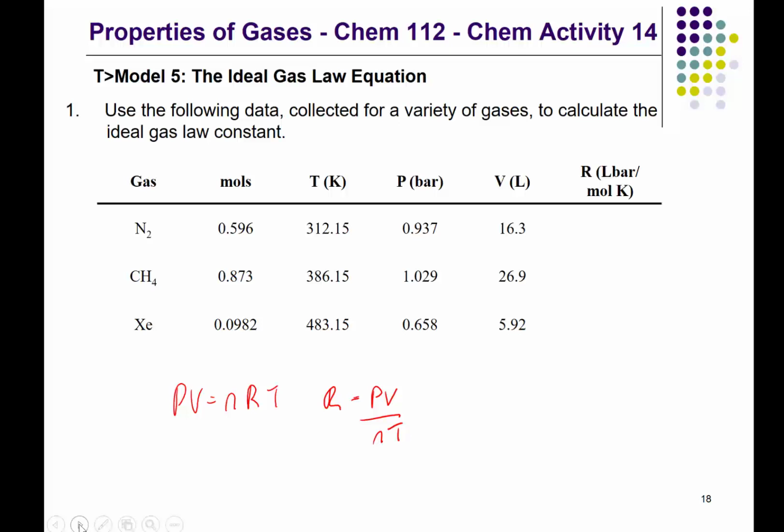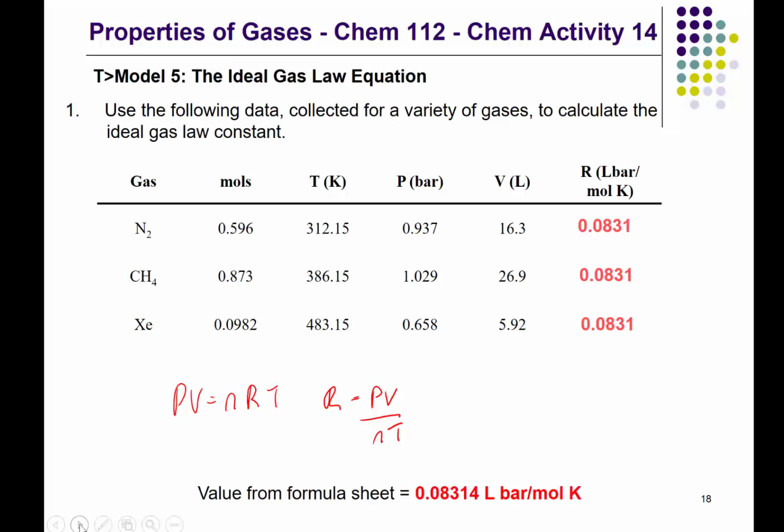Hopefully, to three significant figures, you arrived at some numbers like this: 0.0831. Now the value that's given on your formula sheet is this: 0.08314. And note this number definitely has units, and this is actually quite important. So 0.08314 liter bar per mole Kelvin.